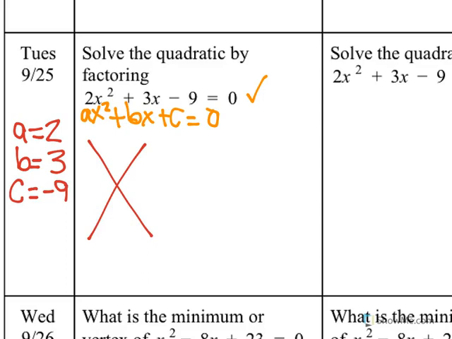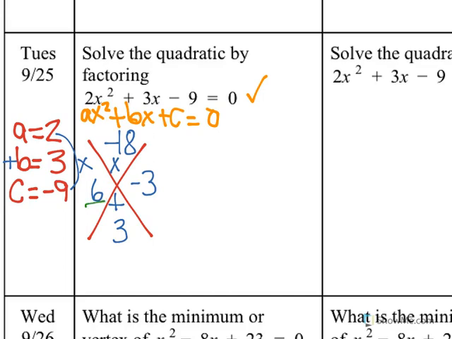So when you do your magic x, you are looking for two numbers that multiply to be a times c. So 2 times negative 9 is negative 18, and add to be b, which is 3. So multiply to be 2 times negative 9, add to be b. So our two numbers are going to be 6 and negative 3. Because 6 times negative 3 is negative 18, and 6 plus a negative 3, or 6 minus 3, is 3.